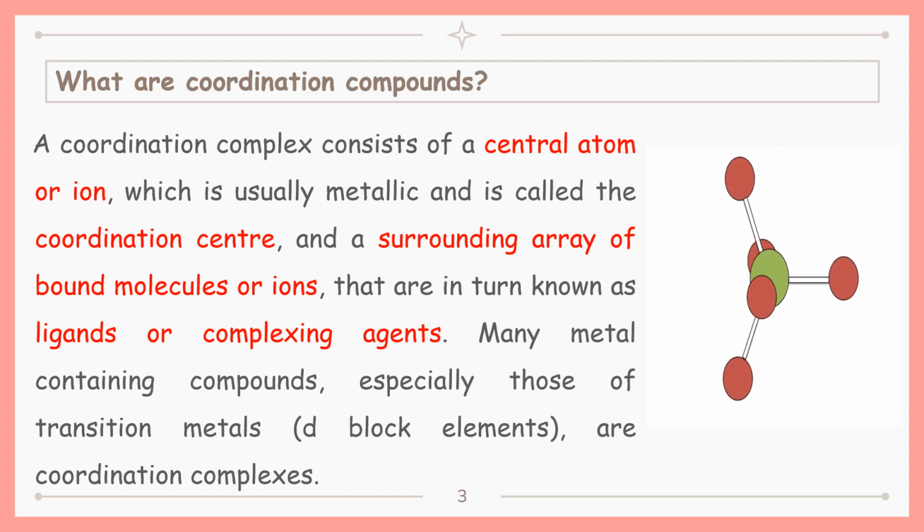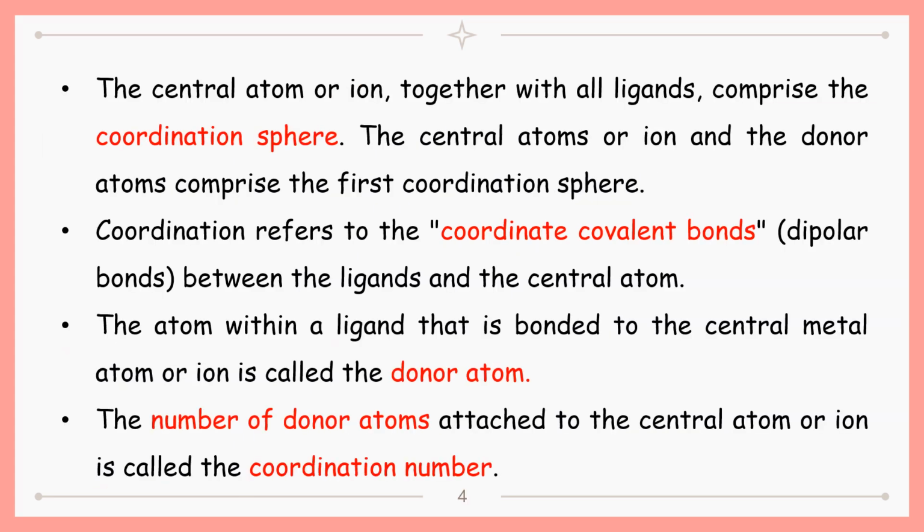Many metals, especially those of the transition metals or d block elements, form coordination complexes. The central atom, together with all the ligands, comprises the coordination sphere. The central metal atom or the ion and the donor atoms comprise the first coordination sphere.